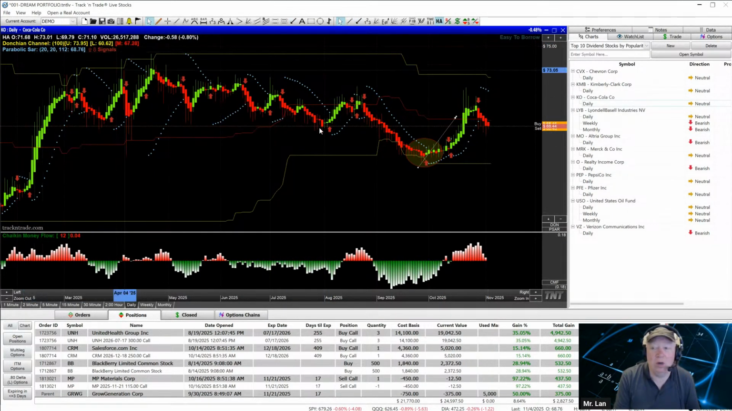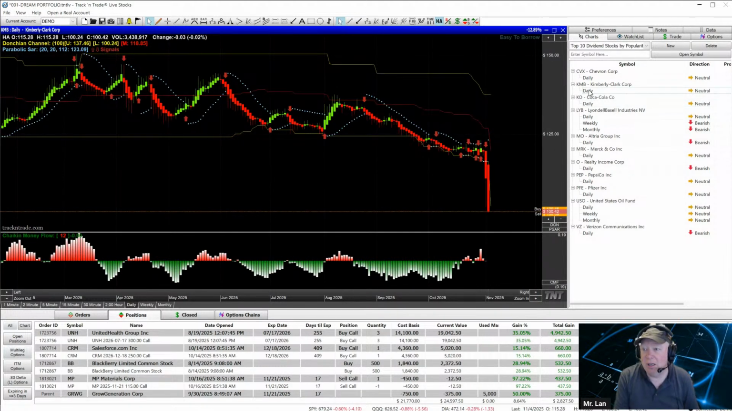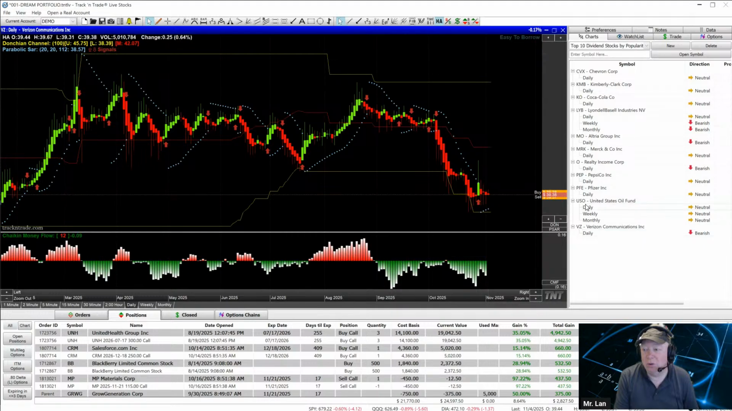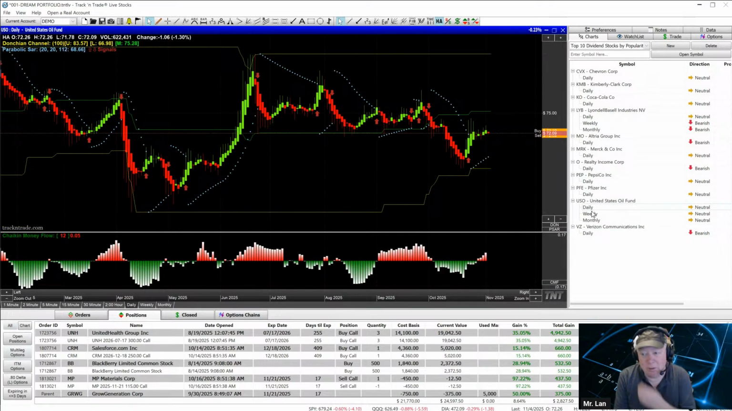Now, this is Coca-Cola, which has some dividends. Kimberly-Clark has dividend. Oh, look at Kimberly-Clark, fell right out of bed. So dividends aren't going to help you there. All right. There's U.S. Oil. That's one. There's Verizon. I don't know if U.S. Oil has dividends. I think we just pulled that up because we want to look at oil.